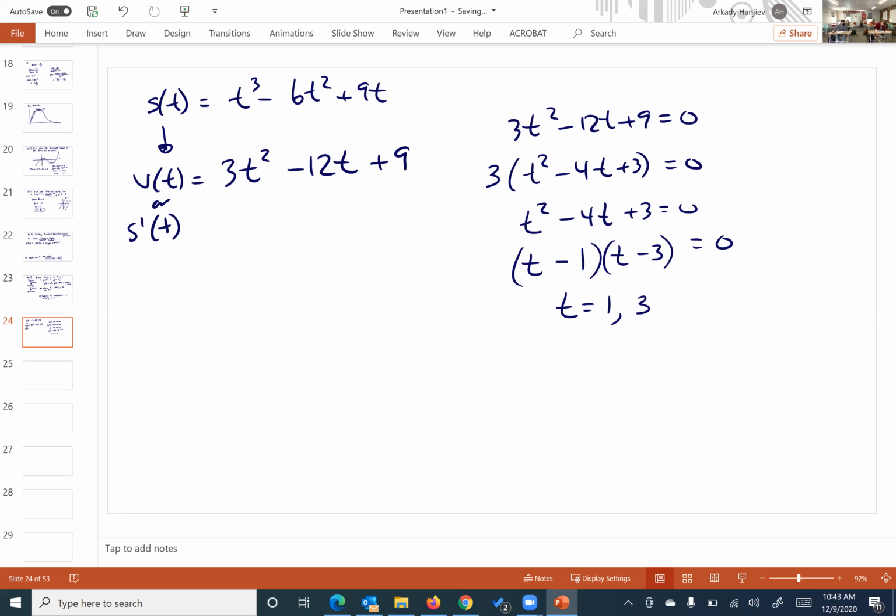That's when velocity is 0. Velocity is 0 when t equals 1 and t equals 3. Yeah, but which means what? Acceleration is also 0. That's the interesting thing, I wonder if acceleration is also going to be 0 or not.